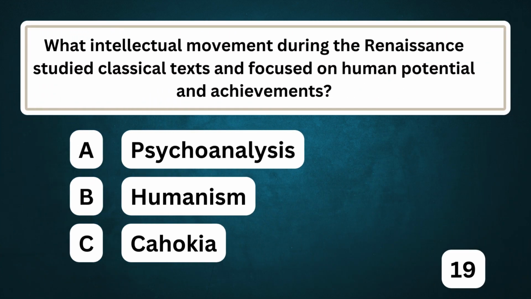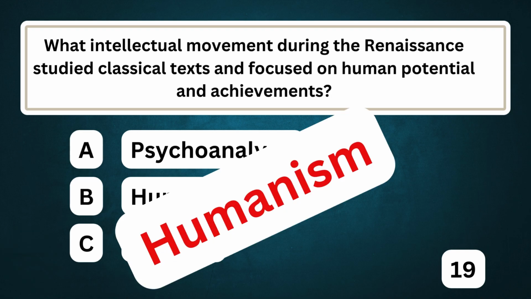What intellectual movement during the Renaissance studied classical texts and focused on human potential and achievements? Humanism during the Renaissance focused on classical texts and human achievements.